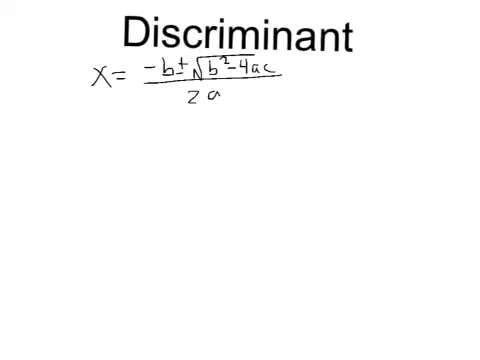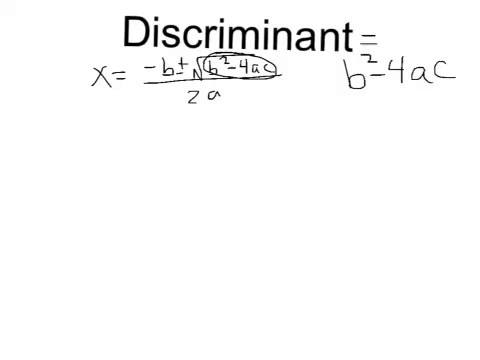Alright, today we're looking at the discriminant. The discriminant is that part underneath your square root in the quadratic formula. So normally in our quadratic formula we have x is equal to negative b plus or minus the square root of b squared minus 4ac all over 2a. The discriminant is this b squared minus 4ac, that part underneath. So the discriminant is always b squared minus 4ac.